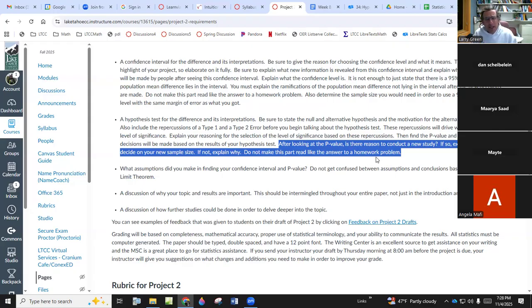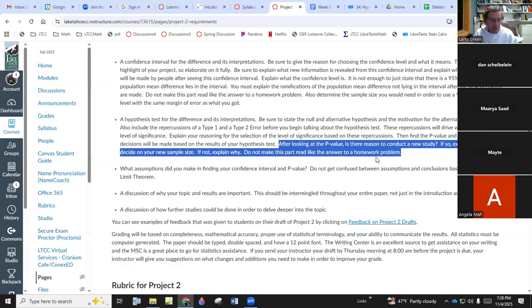Just to let you know, if the p-value is, say, 0.83, then you say, oh, I'm not even close to 0.05. A new study is not going to help because I was probably wrong in the first place. Okay, might not have been, but probably wrong.